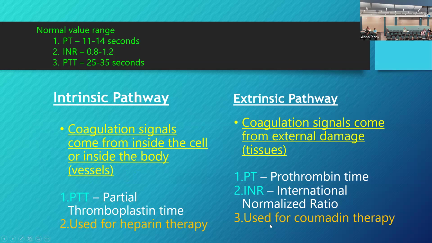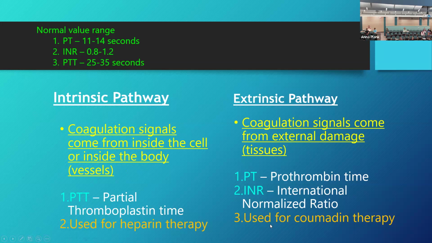And we're looking at this lab. When we're looking at the extrinsic pathway, which is not coming from inside the vessel itself, we're looking at tissue damage, right? Then we're looking at the PT-INR, which then we look at Coumadin. So this is what that big paper that I gave you boils down to: if it's happening inside the vessel itself, we're gonna use heparin and we're gonna check our APTT. If it's coming from an outside source, we're gonna check our PT-INR and we're gonna medicate it with Coumadin.